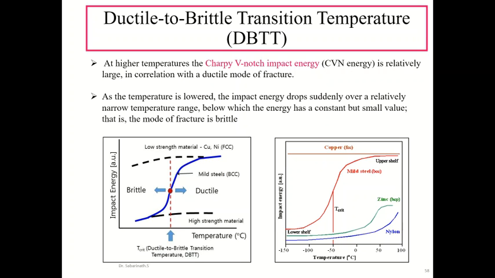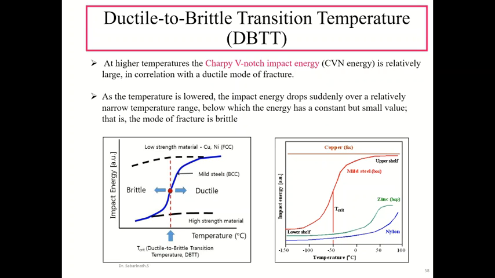So structures constructed from alloys can exhibit ductile to brittle behavior. The materials used should be above the transition temperature to avoid failure. So the material should be used above the transition temperature in order to avoid failure of the material.